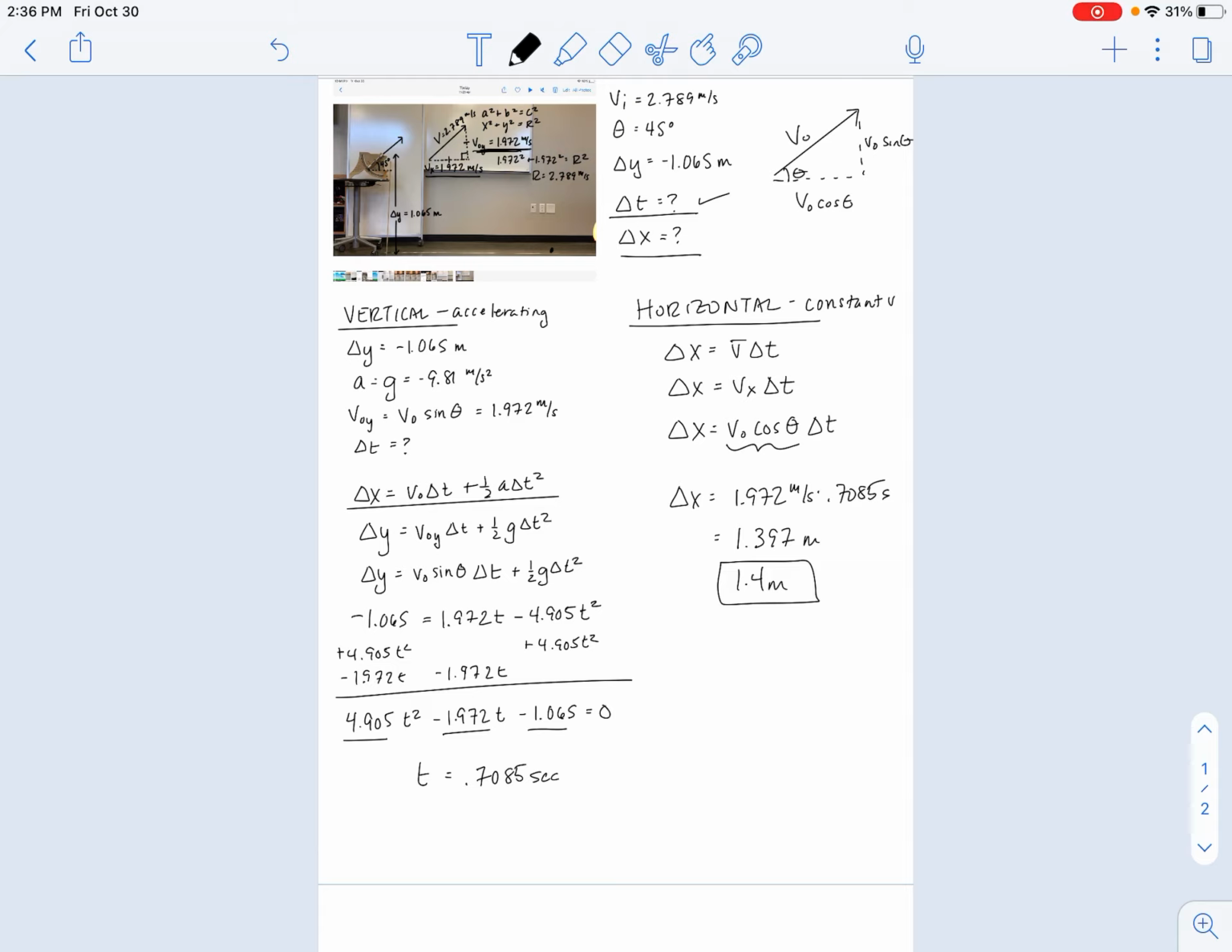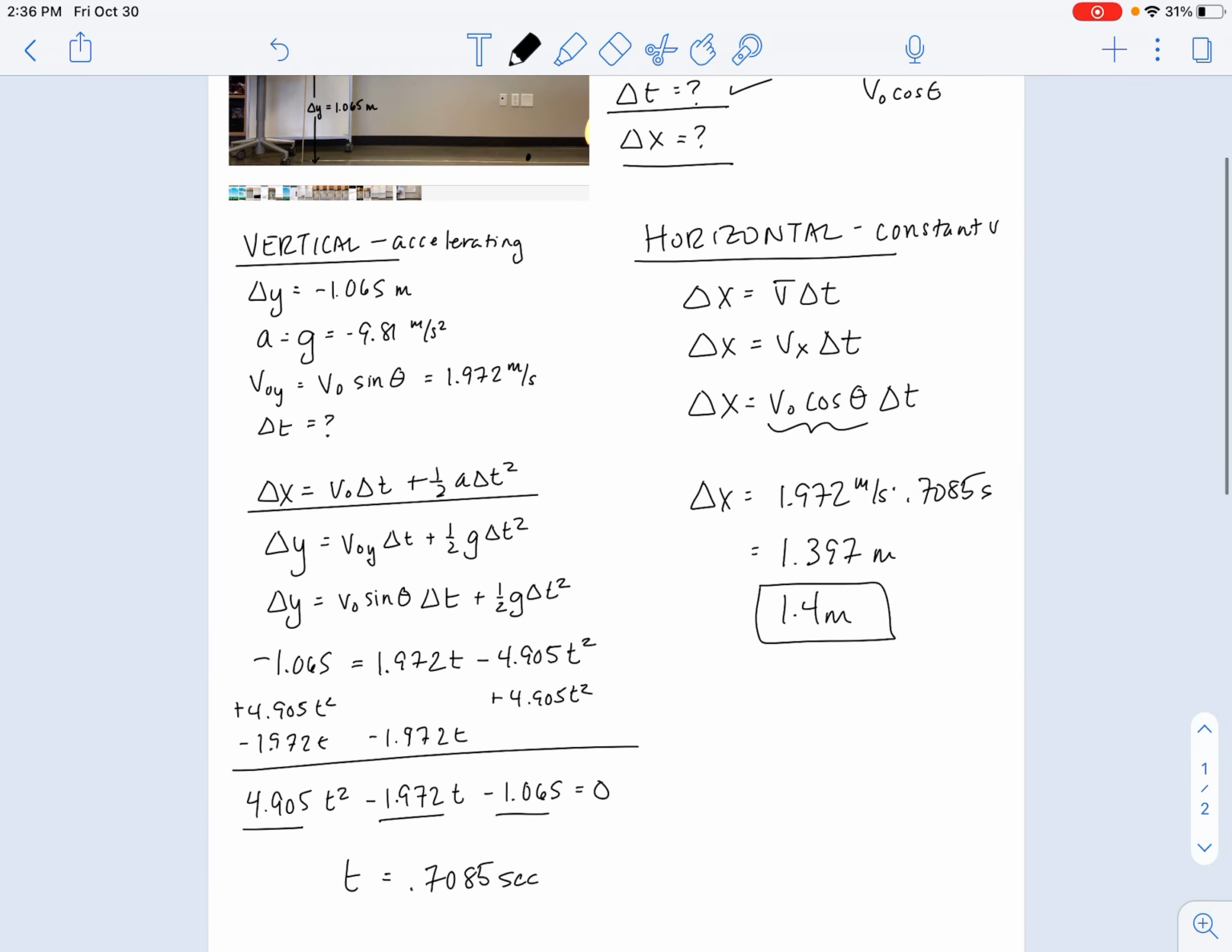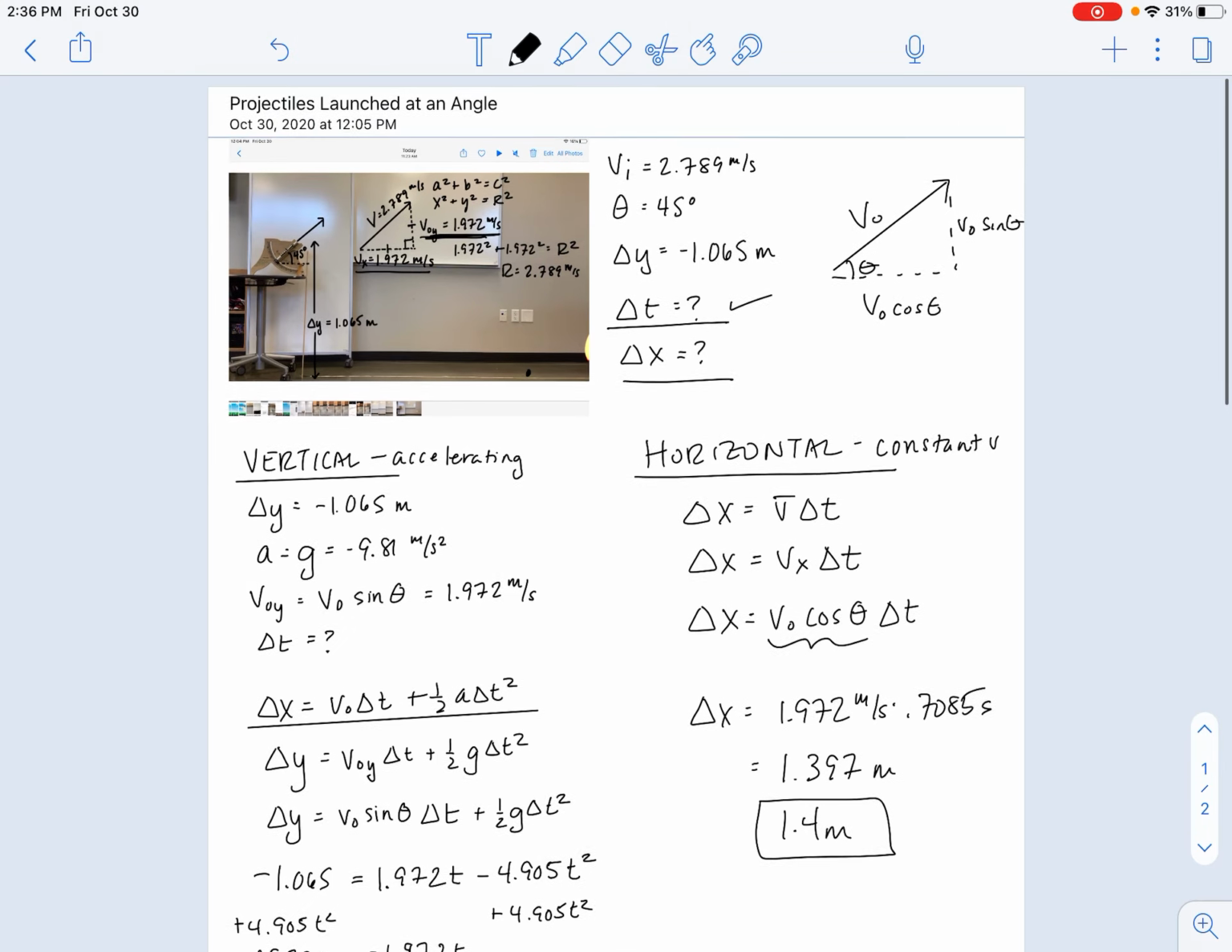Okay, so to sum up, to find time, we use the quadratic formula here. And to find horizontal position, we just use horizontal distance equals velocity times time.